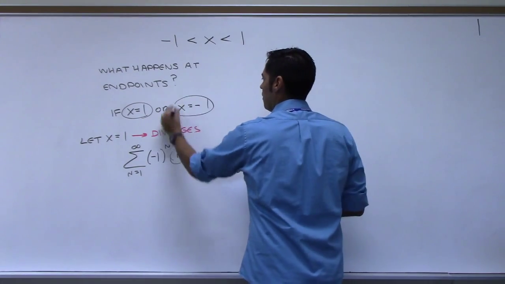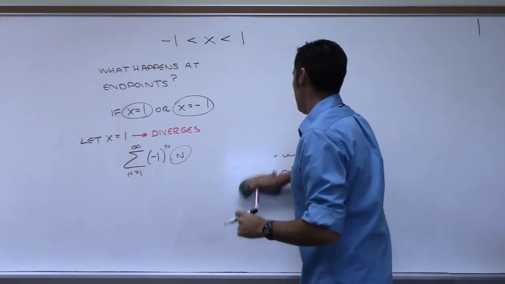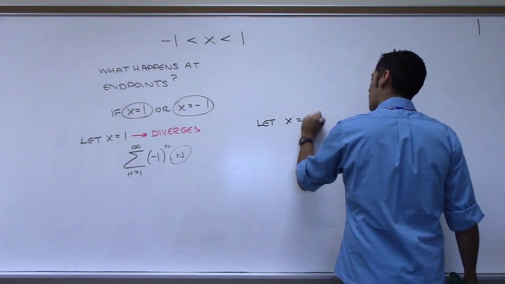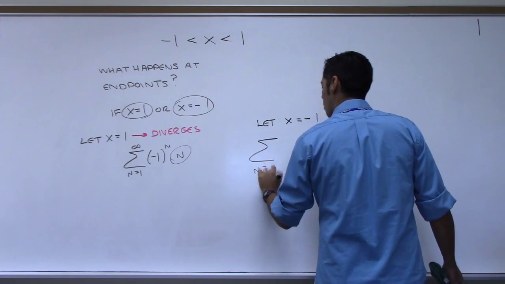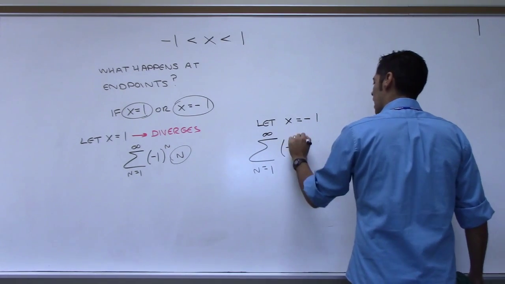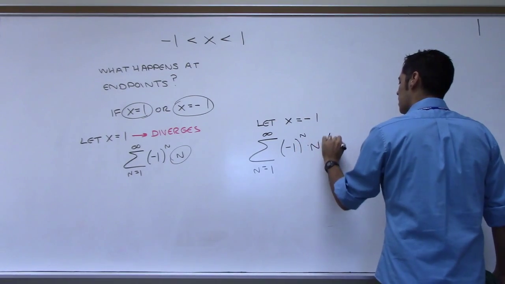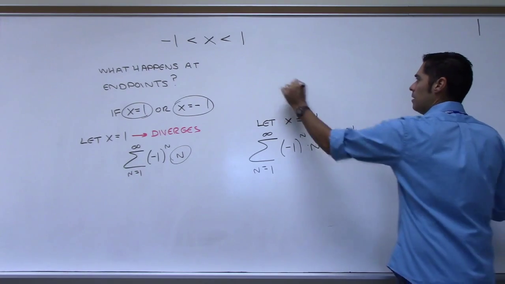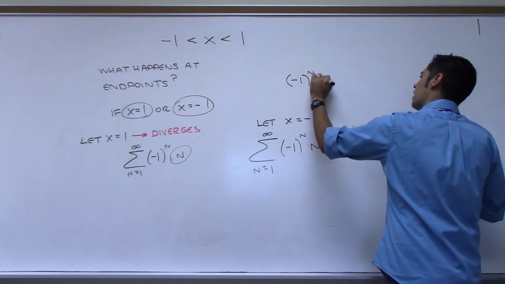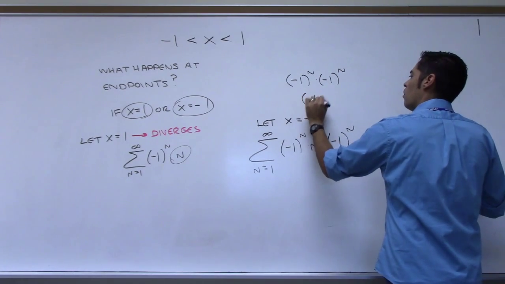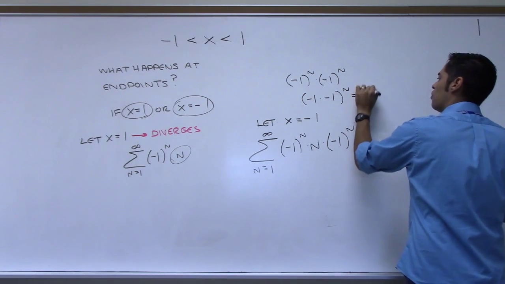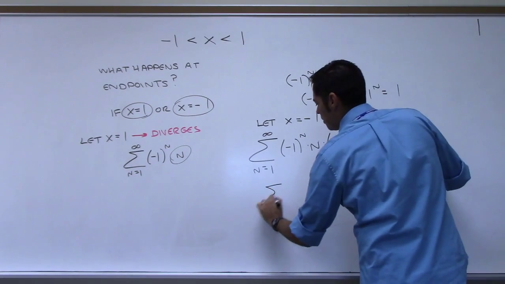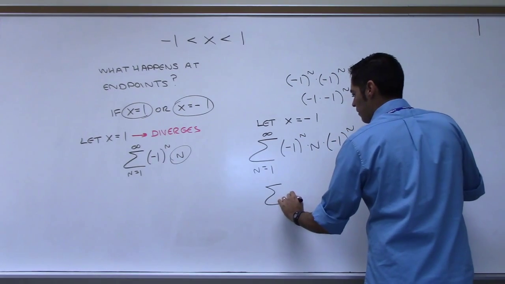But now I need to check this one. So now what I'll do is I'll rewrite the series again. Let x be negative 1. The series becomes the sum from n equals 1 to infinity of negative 1 to the n times negative 1 to the n. And these two can actually come together, right? Negative 1 to the n times negative 1 to the n is negative 1 times negative 1 to the n, which is just 1 to the n, which is just 1. So this series becomes the sum from n equals 1 to infinity of just n.